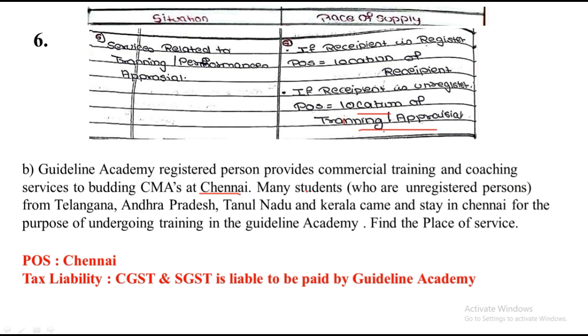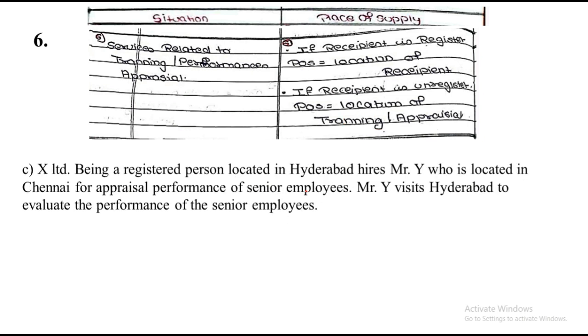Okay, next, I hope everyone has understood up to this point. We go to the next part. Okay, the third example: X Limited, being a registered person located in Hyderabad, hires Mr. Y, who is located in Chennai, for appraisal performance of senior employees. Mr. Y visits Hyderabad to evaluate the performance of the senior employees.